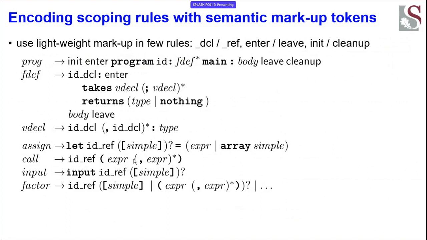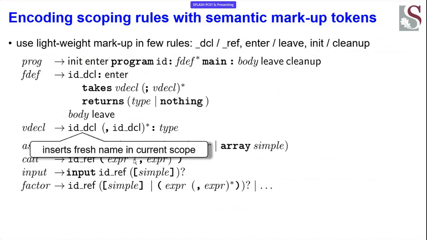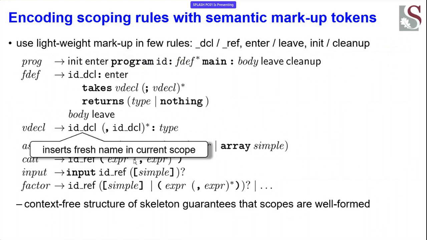Basically, we need to say when a scope is entered and left, and whether a variable occurrence is a declaration or usage, declare or reference. Right? So the declare basically in the rendering engine inserts a fresh name into the current scope. The construction of the context-free structure of the skeletons that we're generating guarantees that the scopes are well formed.